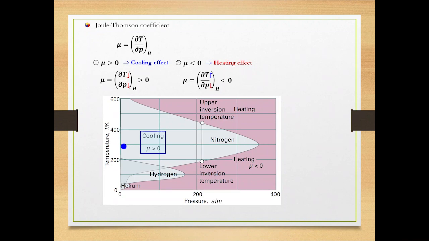On the contrary, the pink area outside the boundary is where the coefficient becomes negative, and heating effect is expected. Temperature will increase. Gases show a heating effect at one temperature and show a cooling effect when the temperature is below their upper inversion temperature. A gas typically has two inversion temperatures, upper inversion temperature and lower inversion temperature.